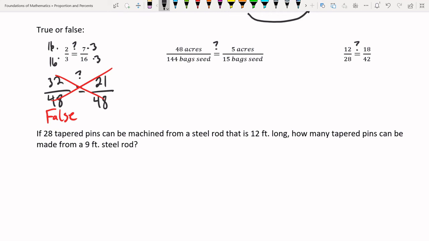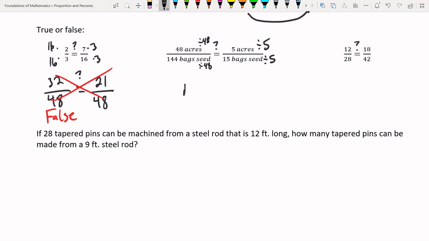All right, 48 acres to 144 bags of seed. Does this equal 5 acres to 15 bags of seed? Well, here I can reduce everything. You can see 48 and 144 can be reduced, and 5 over 15 can be reduced. I'm going to reduce this side by 5 on top and bottom. And I believe 144 can be divided evenly by 48. Let me try that out. Yeah, it can. So I'm going to divide top and bottom by 48.